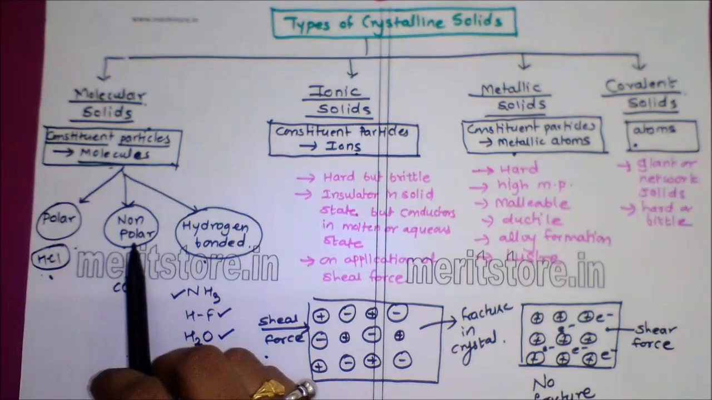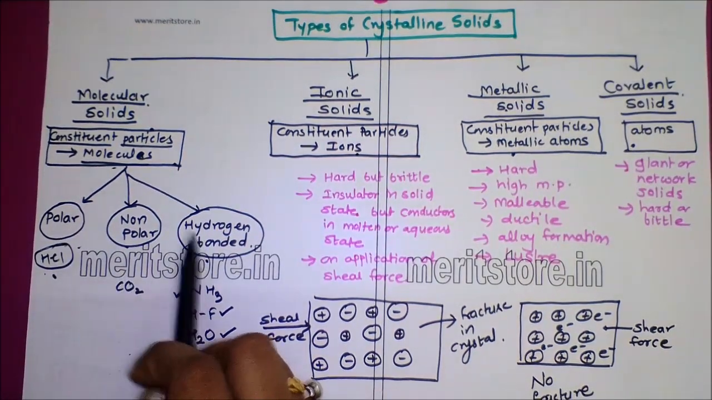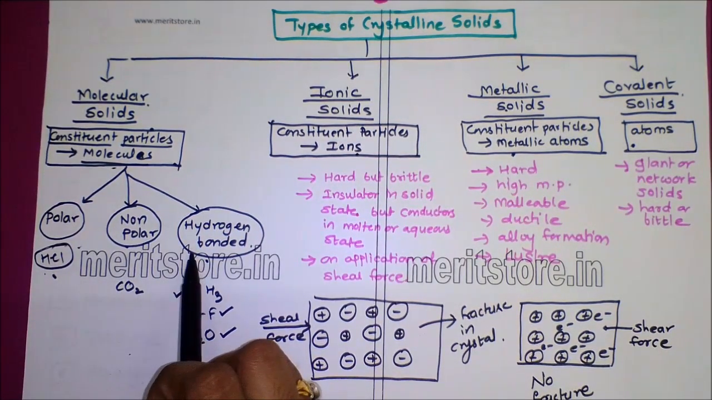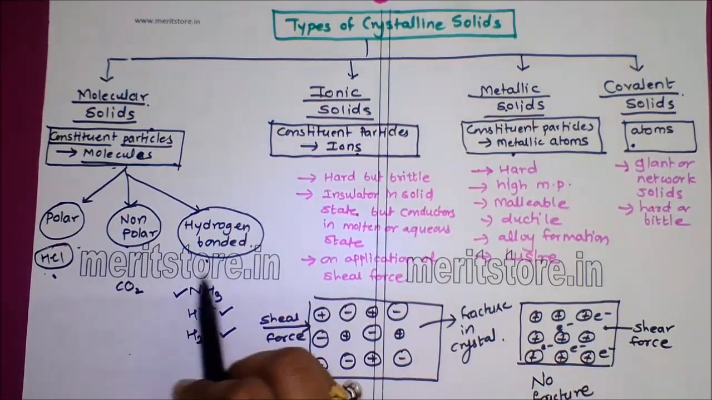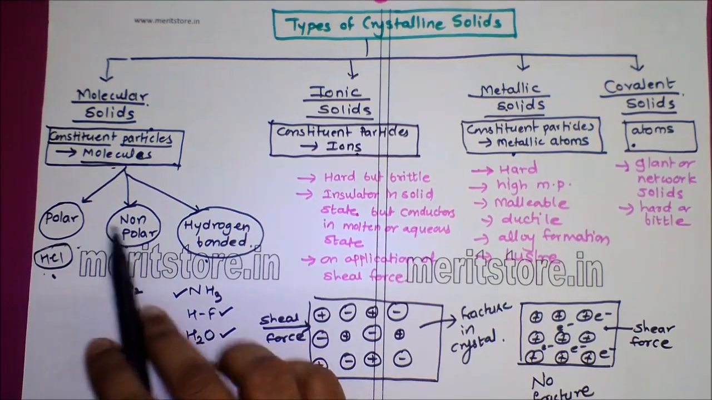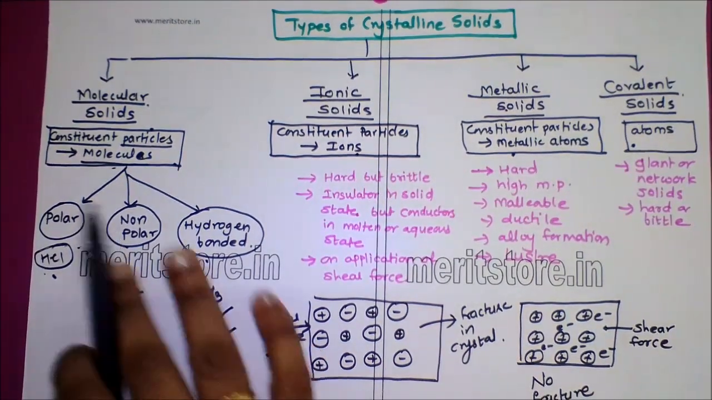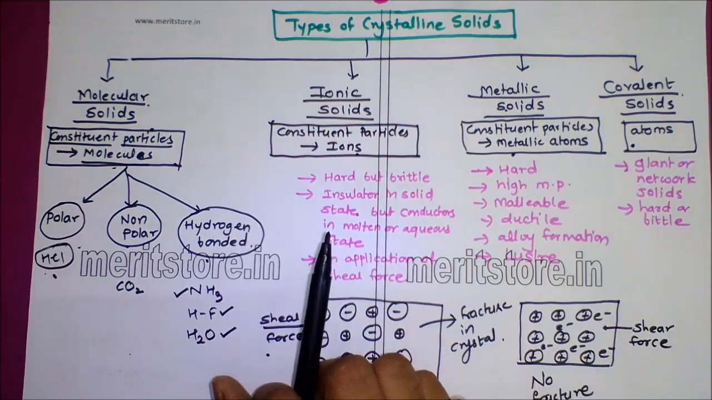So under molecular solids, we have three types of solids: polar, non-polar or hydrogen bonded. But here one thing is to be noted, all these are molecular forces which are very weak, and hence the molecular solids have the lowest melting or boiling point amongst all the crystalline solids.